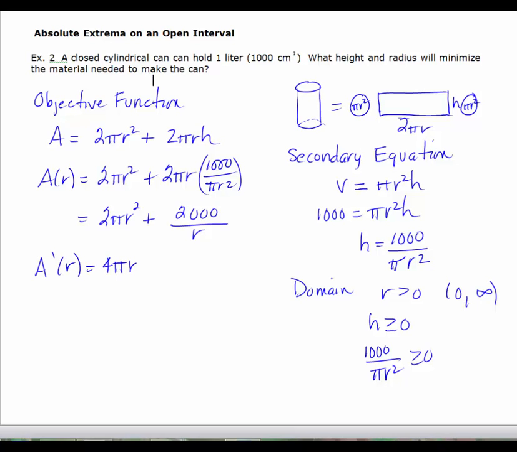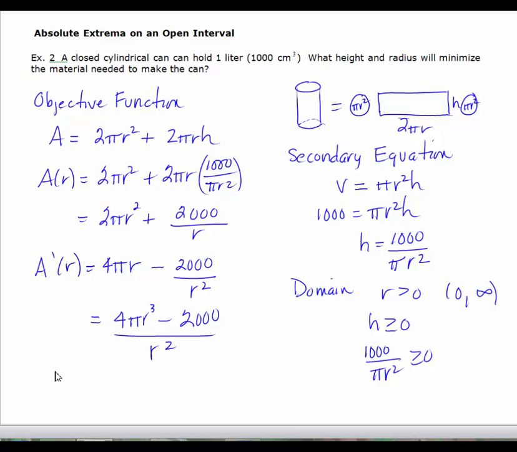equals 4 pi r minus, when I take the derivative of 2,000 over r, I'm going to get negative 2,000 over r squared. And here's where I do believe it's easier to combine these into one. So if I multiply the 4 pi r by r squared over r squared, I get 4 pi r cubed minus 2,000 all over r.